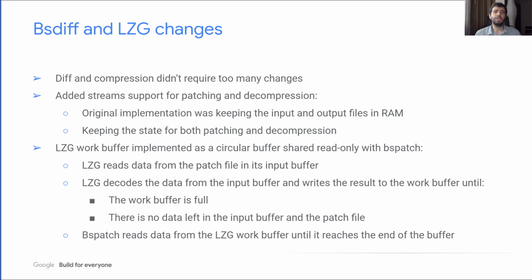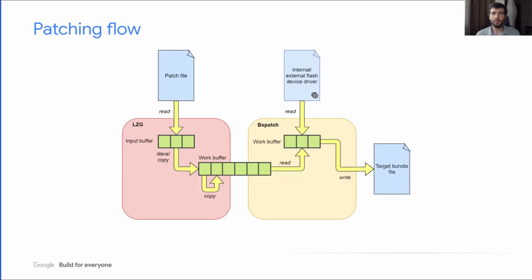The original BSDiff and BSPatch implementation was using the bzip2 algorithm for compression and decompression, but it wasn't feasible to port bzip2 to our constrained environment, and we had to integrate the BSPatch and BSDiff with LZG, and also we optimized the sliding window buffer of LZG to work as a circular buffer which is shared read-only with BSPatch.